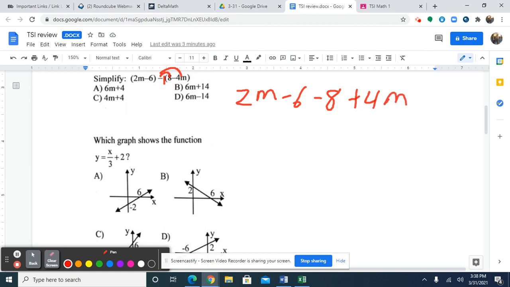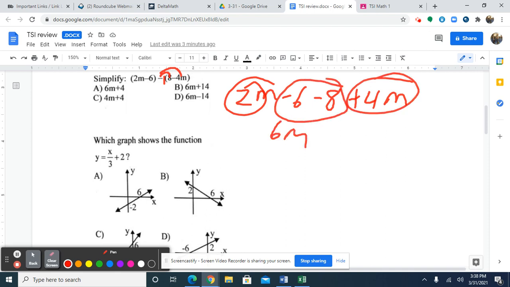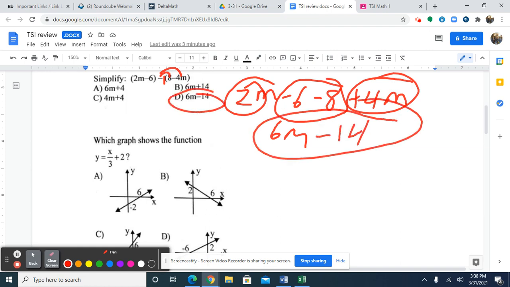So now we combine our like terms, which are 2m and 4m. So 2 plus 4 is 6m. And negative 6 minus 8, which is negative 14. So our answer is D.